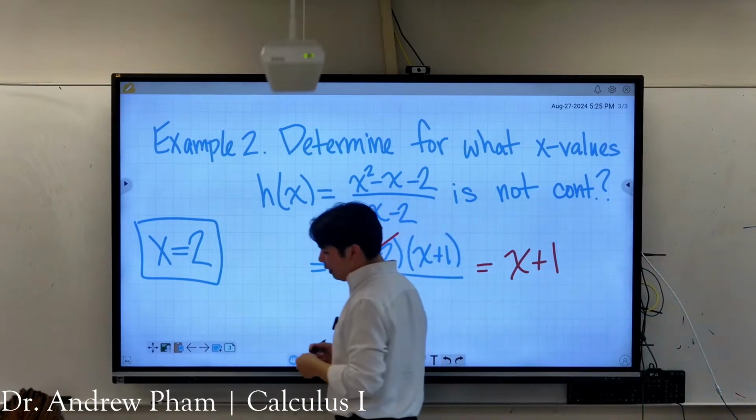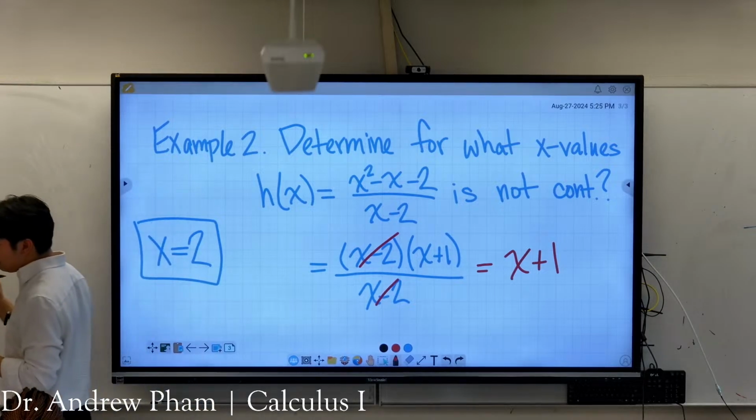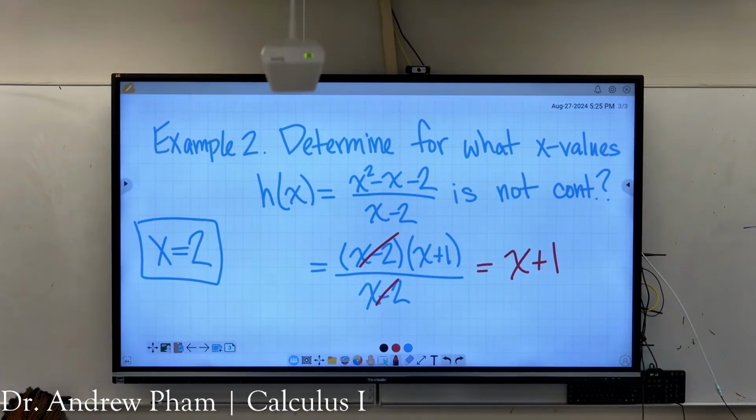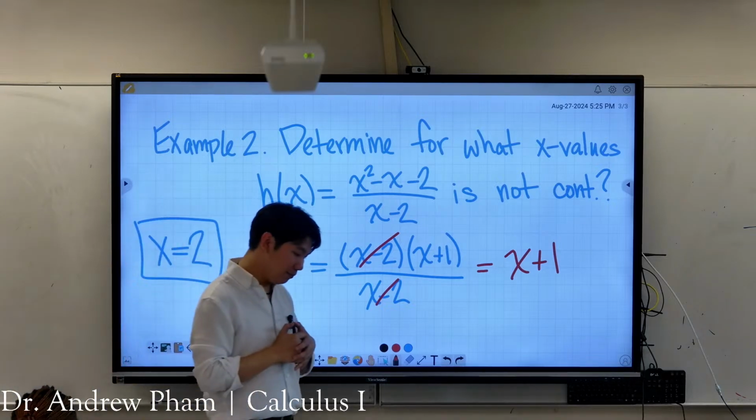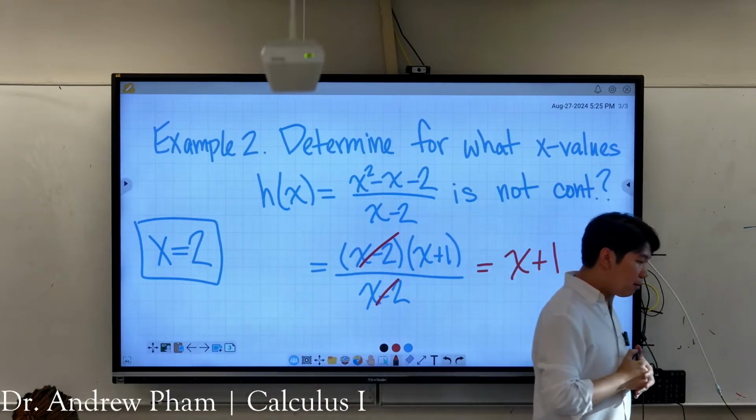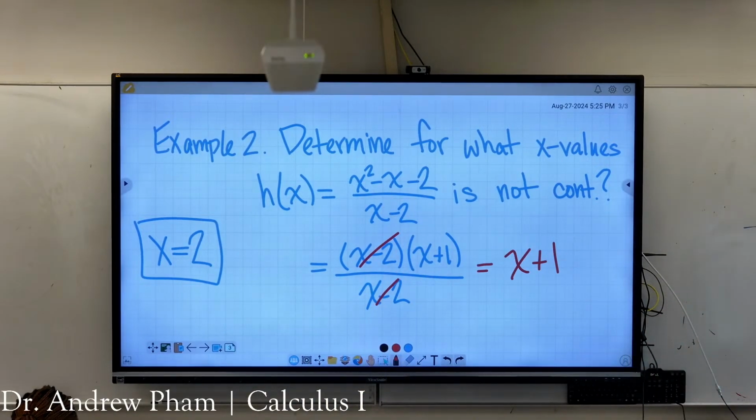So I'll restate what I just said. If I'm asking for points of discontinuity for something like this, do not factor and simplify. Just look at what you have from the beginning and work from there. Don't factor. It's a little bit counterintuitive because from algebra, you're used to, here's a problem, now factor and clean it up.